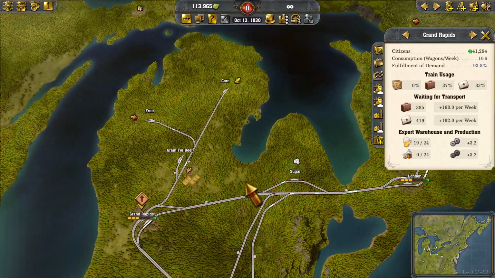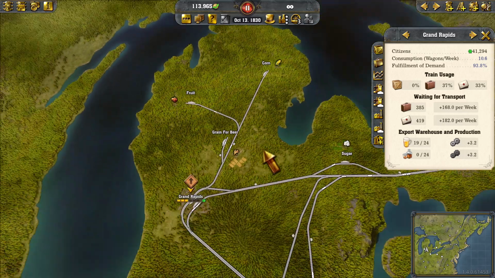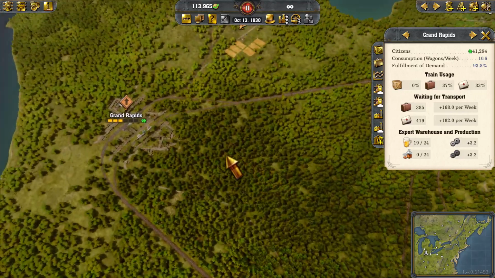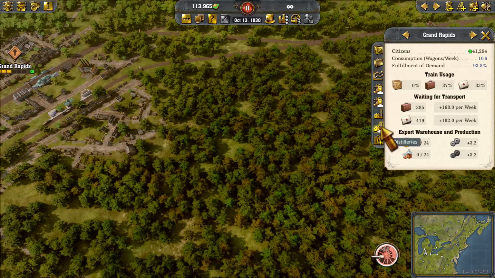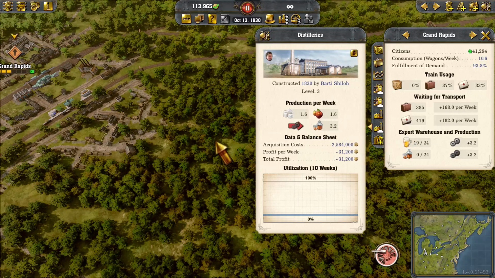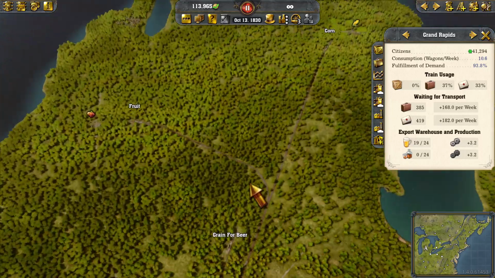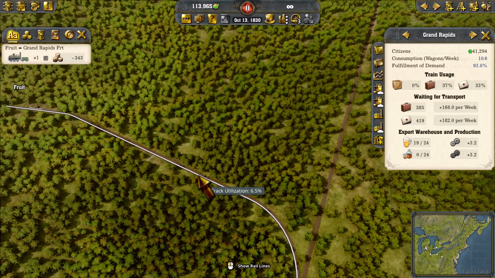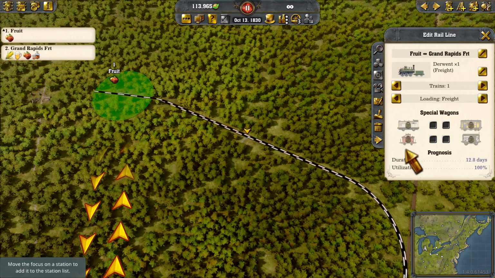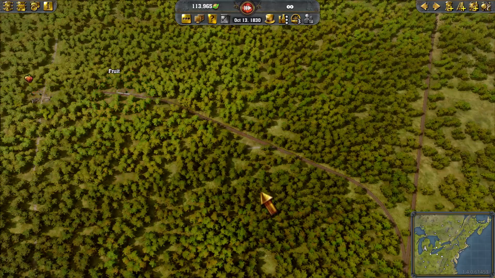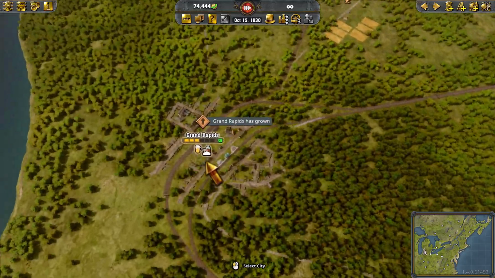1 train is fine. So what we need here on the fruit, we need to think of the fruit as 1, 2, 3 for the cities plus the demand for the distillery. The distillery only needs 1.6. So 1, 2, 3, 4, about a 5. So we would need like an 11 frequency here on this line. And we have a 12, so we would add a train to it. Run a couple of trains now with the fruit into Grand Rapids.